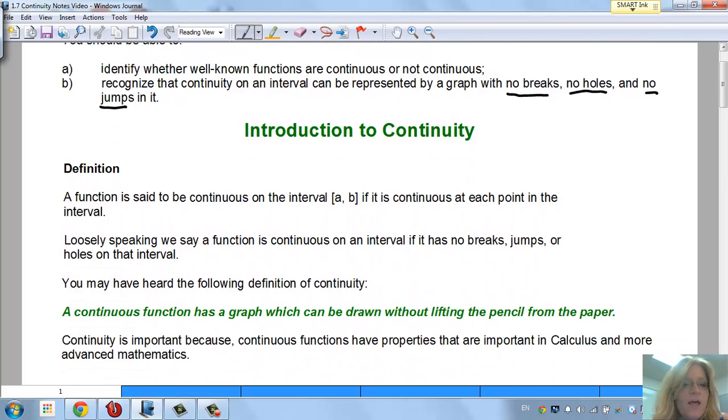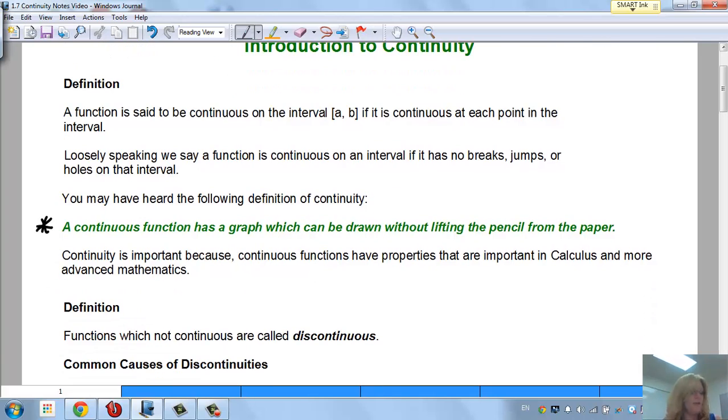Introduction to continuity. A function is said to be continuous on the interval a comma b, including a and b, if it is continuous at each point in the interval. Loosely speaking, we say a function is continuous on an interval if it has no breaks, jumps, or holes in that interval. You may have heard the following definition of continuity. And now this in green is what I love. A continuous function has a graph which can be drawn without lifting the pencil from the paper. So that is basically what we're doing: if you draw a graph where you lift your pencil, it's not continuous. Continuity is important because continuous functions have properties that are important in calculus and more advanced mathematics.